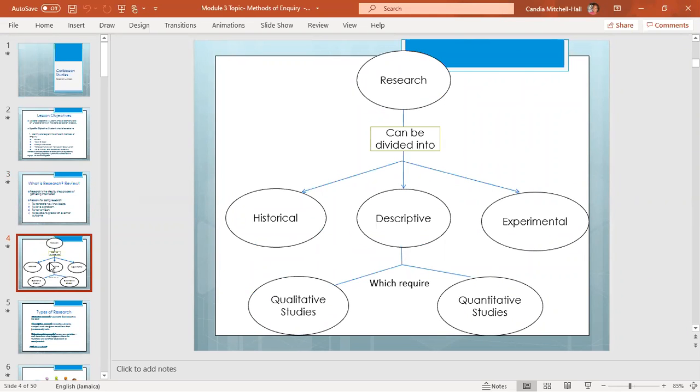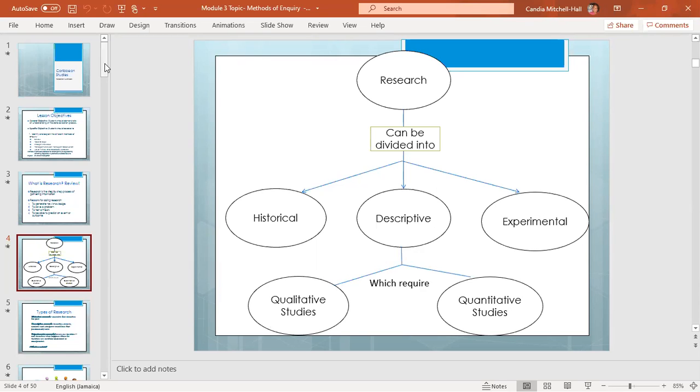Now, for the last few weeks, one of the first things we would have looked at was the different types of research, or how research is divided. So we look at historical research, descriptive research, experimental research. Now, under descriptive research, which is the area that you will be focusing on, because you're not doing historical research and you're not doing experimental research, there are two studies that we need to look at, qualitative and quantitative.